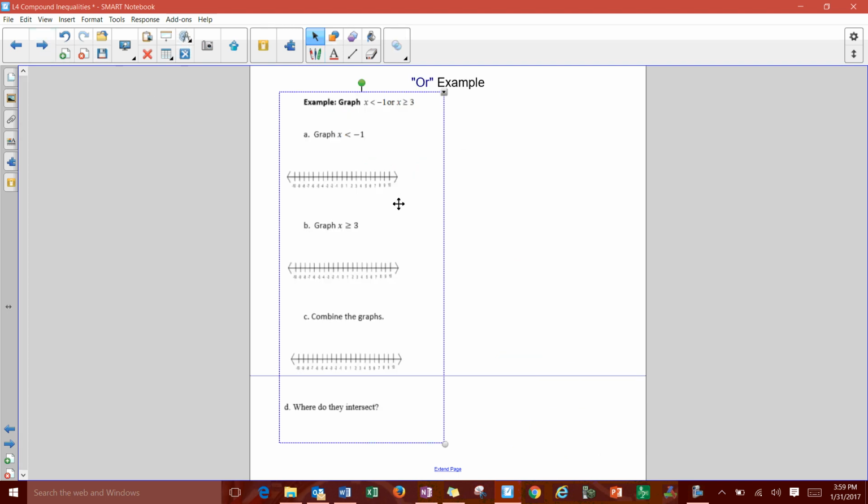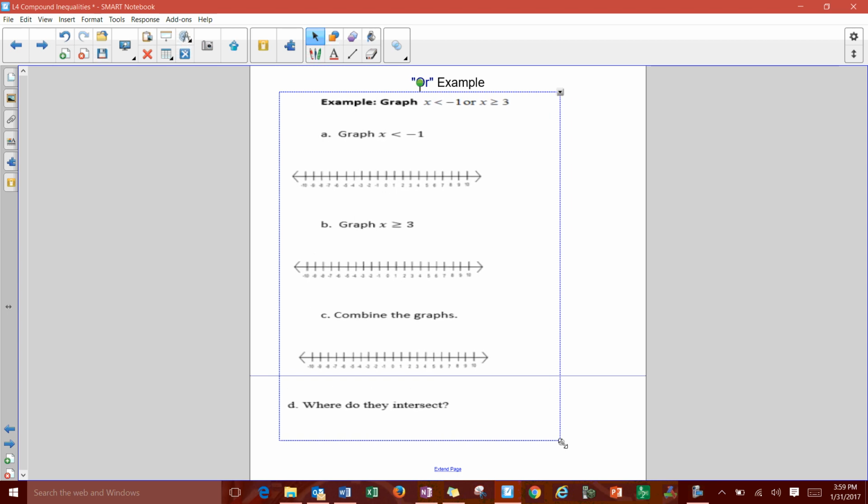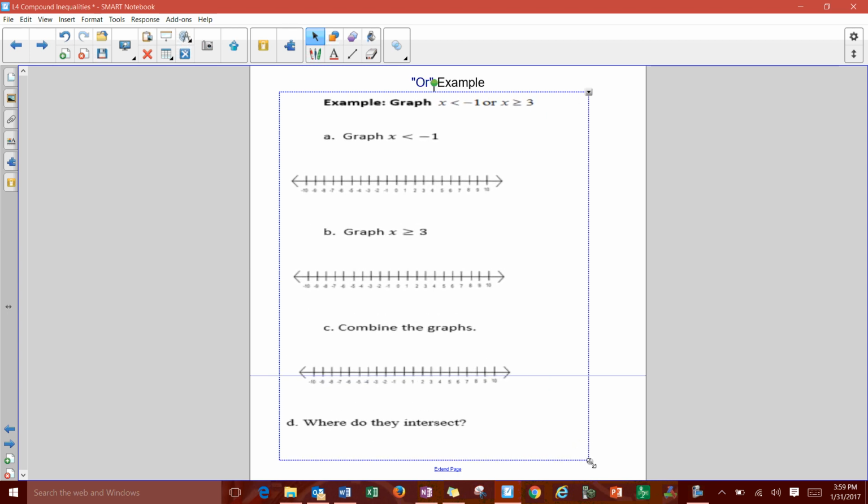On the other hand, if we look at an or example, if you wanted to graph x is less than -1 or x is greater than or equal to 3, you would start with x is less than -1. So open circle, and I would shade down there. And then x is greater than or equal to 3 would be a closed circle up here. And then I combine the two graphs, which would look like this.